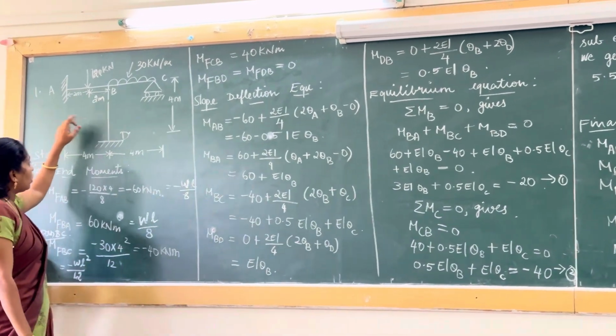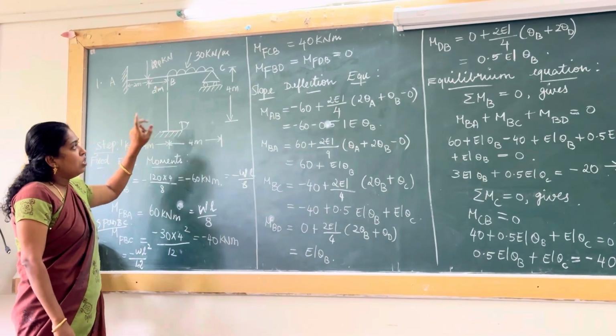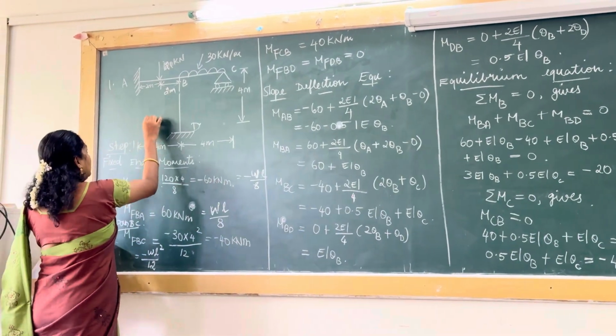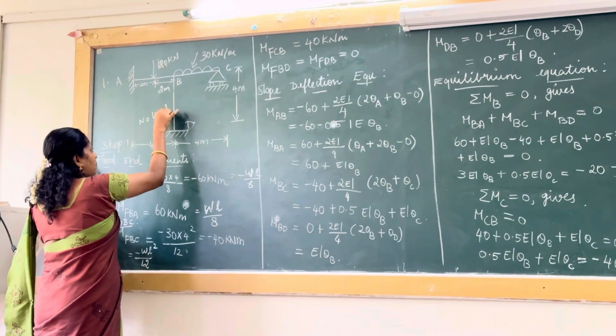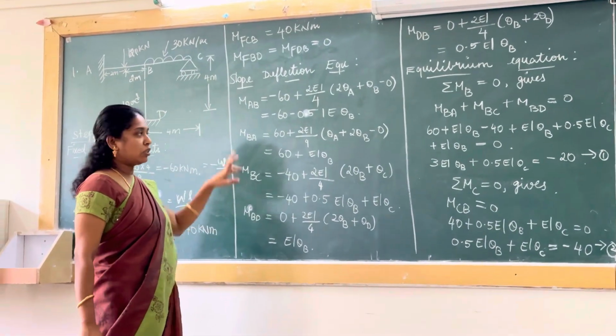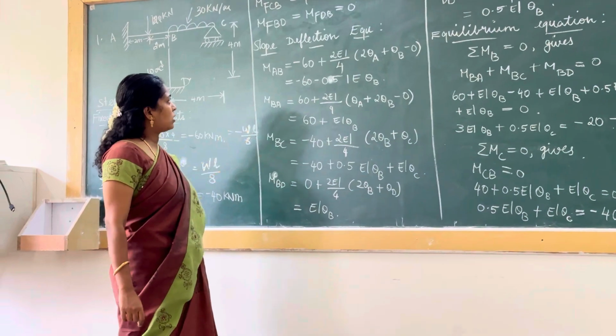Next we are going to consider the span BD. In the span BD there is no load. Here there is no load, so the fixed end moment will be 0. So this is step 1. Next is step 2.